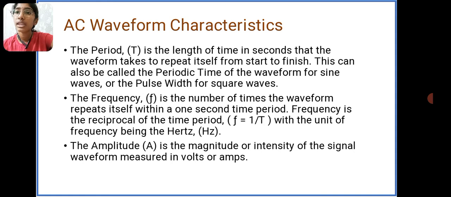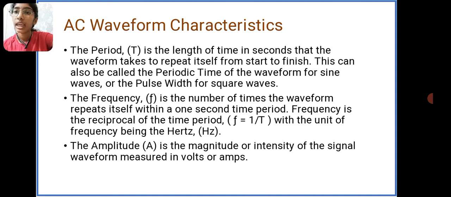The frequency f is the number of times the waveform repeats itself within a 1 second time period. That is, it should repeat the same diagram, or the same loop, again and again. That is called frequency per second. Frequency is the reciprocal of the time period, f = 1/T, with the unit of frequency being the hertz. The unit of frequency is hertz, we all know it.